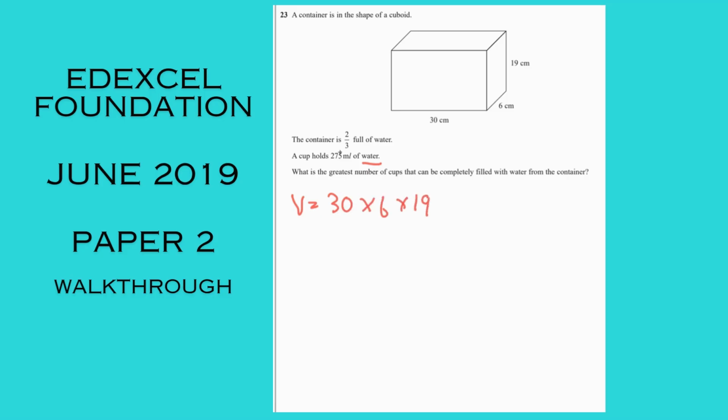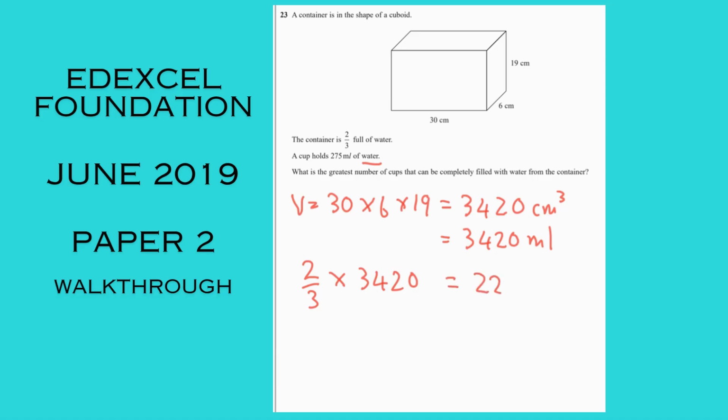Get the dimensions multiplied. We've got 3,420 centimetres cubed. But because it switches to water, you need to switch to water. And don't forget the conversion for millilitres to centimetres cubed, they are identical. So the container is 2/3 full. So 2/3 of means times.